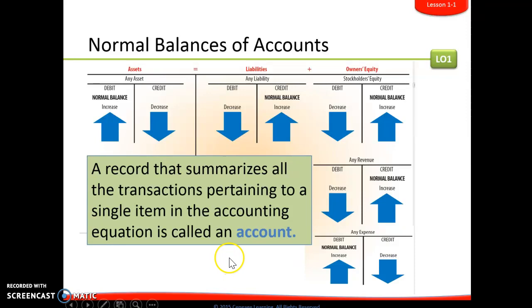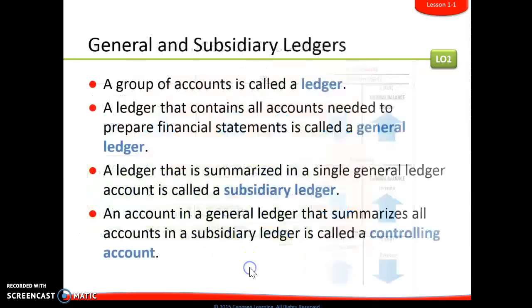Here they're just giving us a definition of an account. A record that summarizes all the transactions pertaining to a single item in the accounting equation is called an account. A ledger is our group of accounts. A ledger that contains all accounts needed to prepare financial statements is called our general ledger. Then we also have subsidiary ledgers. Those are the ledgers that summarize a single general ledger account. So that's when we're dealing with our accounts payable subsidiary ledger or accounts receivable subsidiary ledger. Those go with the controlling account. A controlling account is an account in a general ledger that summarizes all accounts in a subsidiary ledger.